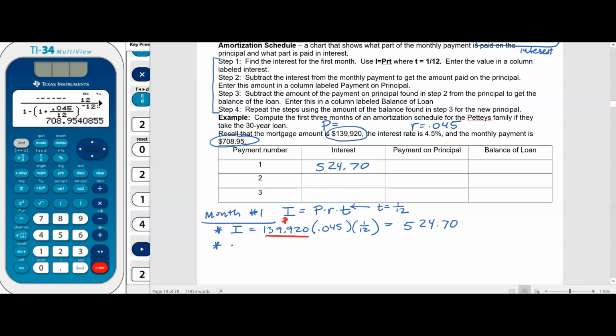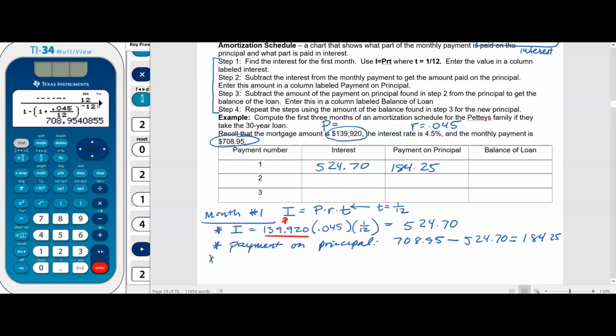So then we're going to do the payment on principal. And the way we do that is we take our monthly payment, $708.95. That will always be the same in every month. Monthly payment minus what you pay for interest. So you take off the interest, and whatever is left over, in this case it's $184.25, that is what is paid toward the principal. So the crazy thing is this family is making this payment of $708.95 for this first month. Only $184.25 of that money is actually going to pay down what they owe on the house.